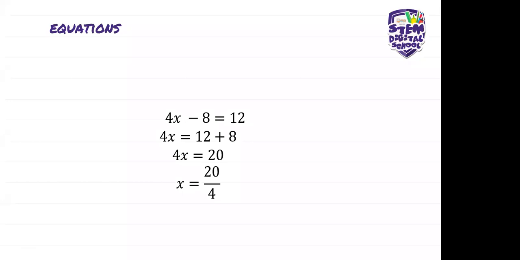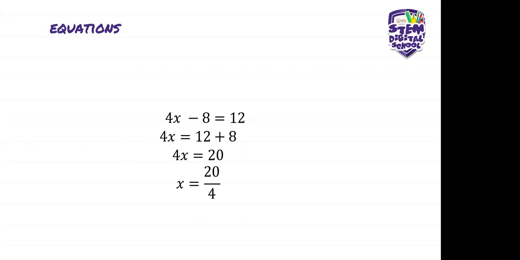The additive inverse of -8, and thereafter you have to apply the multiplicative inverse. And the multiplicative inverse of 4 is 1 over 4. So you divide 20 there by 4. And of course, 20 divided by 4 will give you 5. So the final answer there will be x is equal to 5.